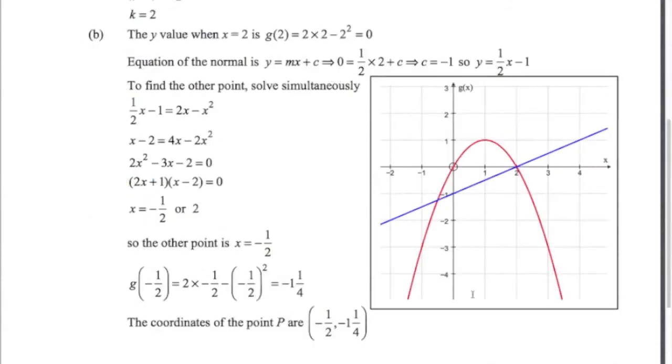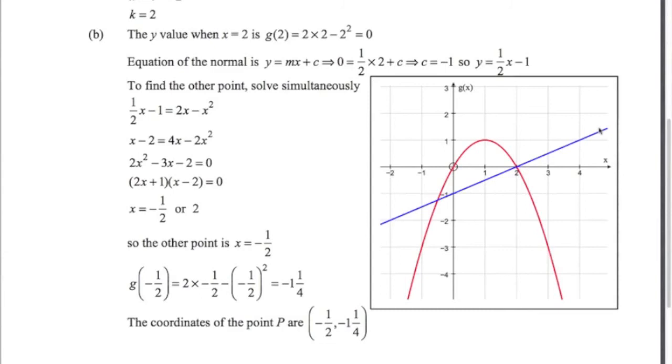For part B, it's good to see a picture of what's going on here. Once again, you don't have to draw this, but here we've got g of x, a parabola. We've got the normal to the curve at the point x equals 2, that's the blue line. We just worked out that k equals 2 in that equation. Now I want to know the coordinates of this point over here where it intersects the curve again. So basically I want to find the intersection between this line and this curve. I've got the equation of the curve, I want the equation of the line. So first I want to work out the equation of the normal to the curve.